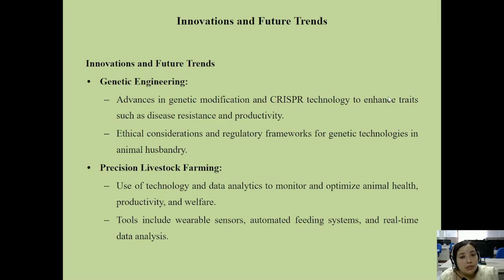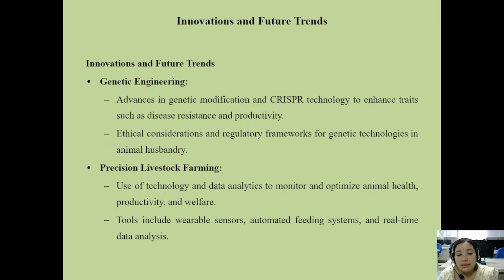Then come to the innovations and future trends. Genetic engineering is there: advances in genetic modification, CRISPR technology to enhance traits such as disease resistance and productivity, ethical considerations and regulatory frameworks for genetic technologies in animal husbandry. Precision livestock farming: use of technology and data analytics to monitor and optimize animal health, productivity, and welfare.